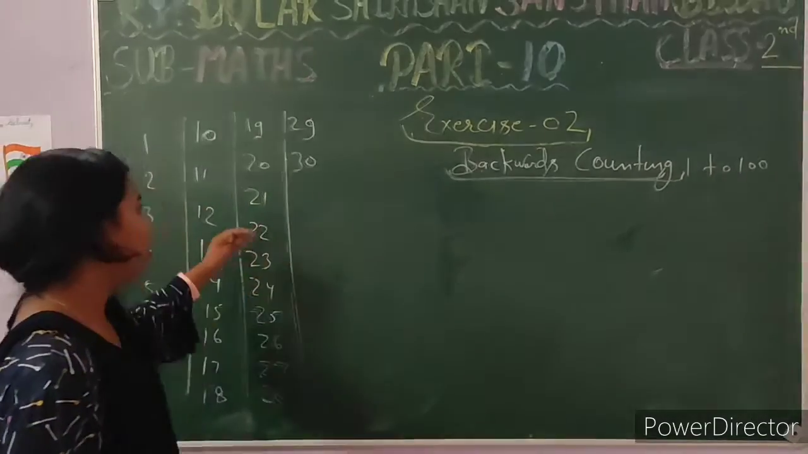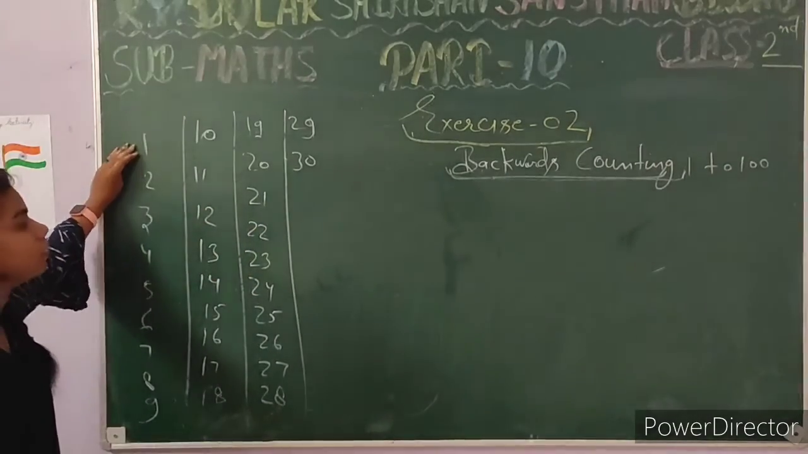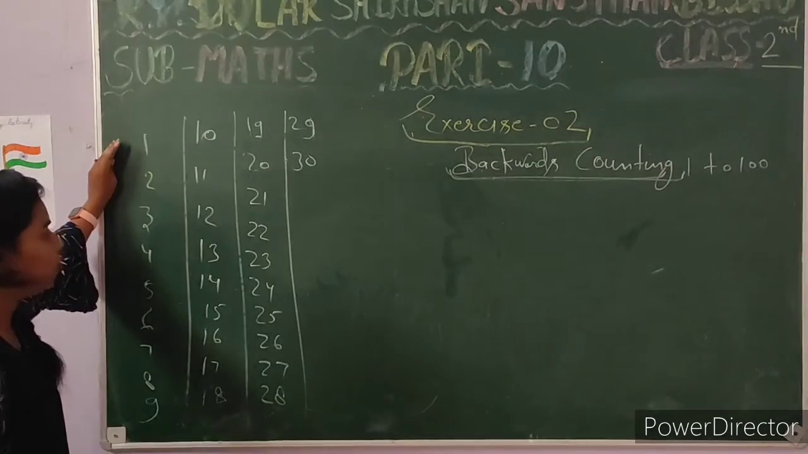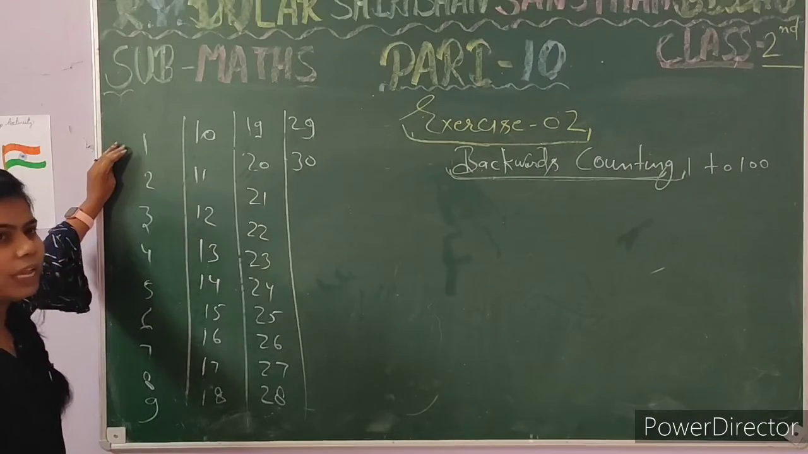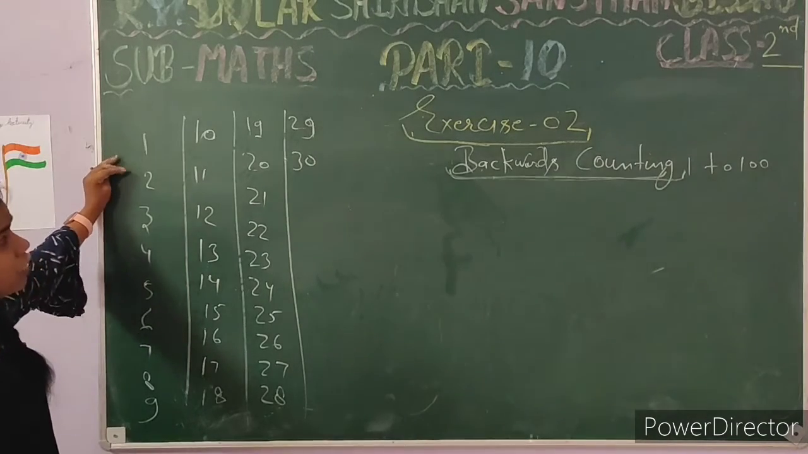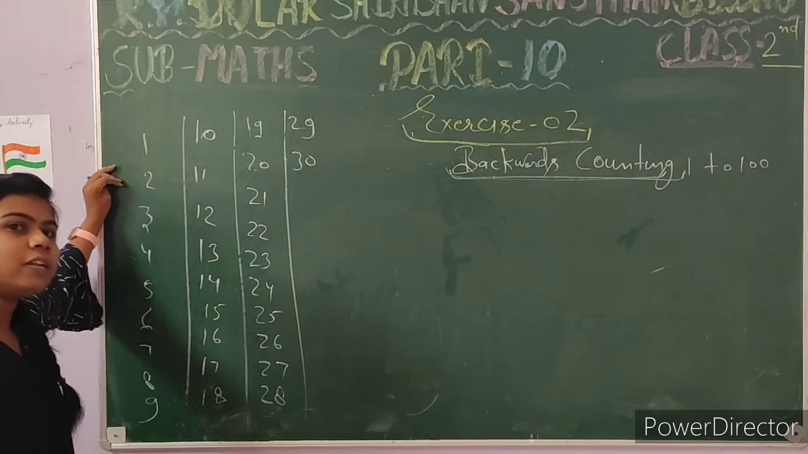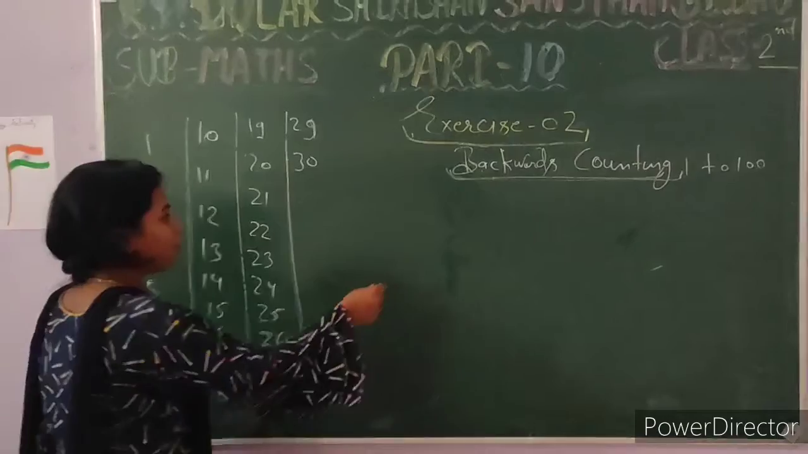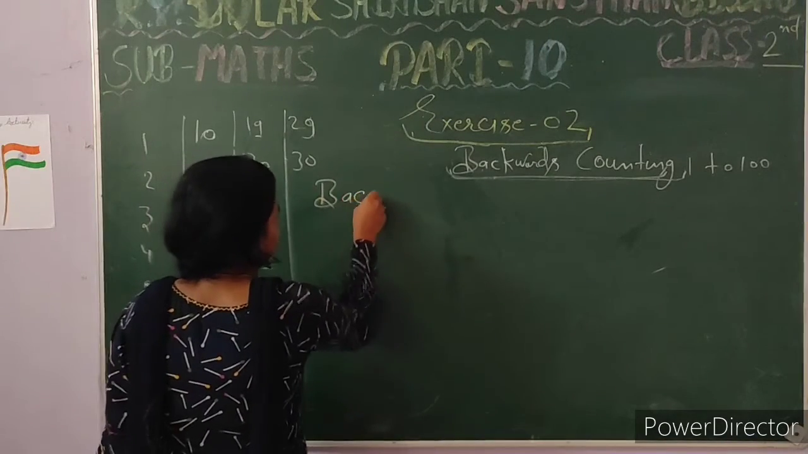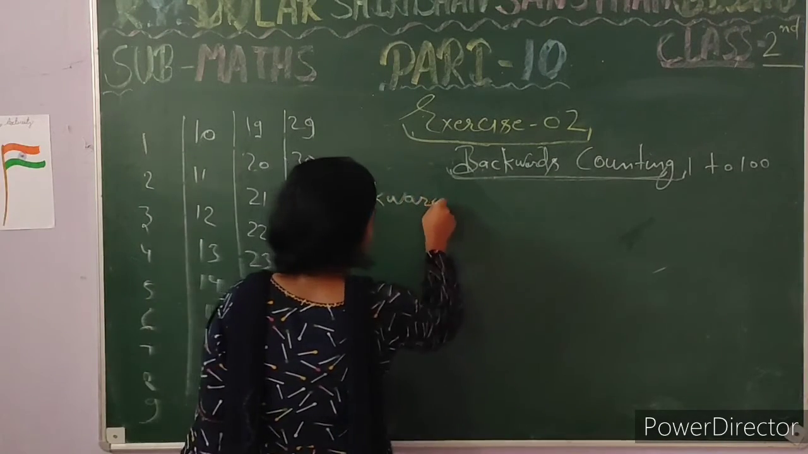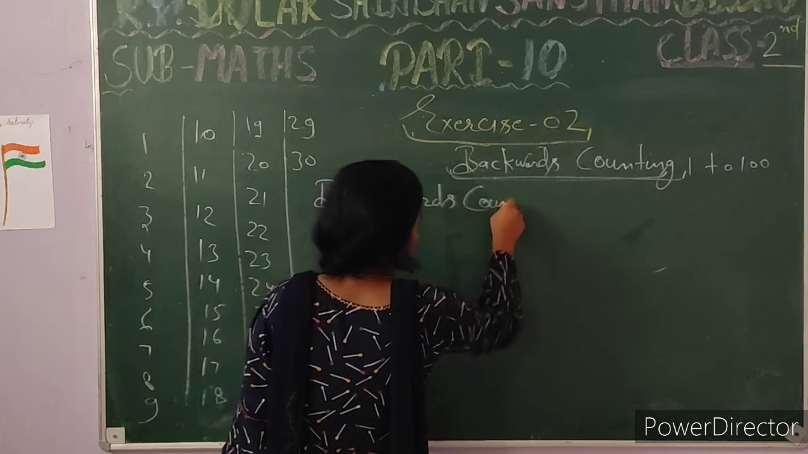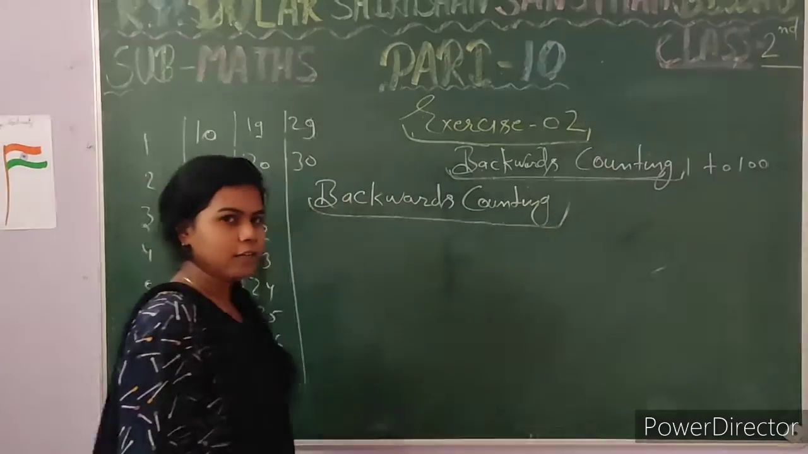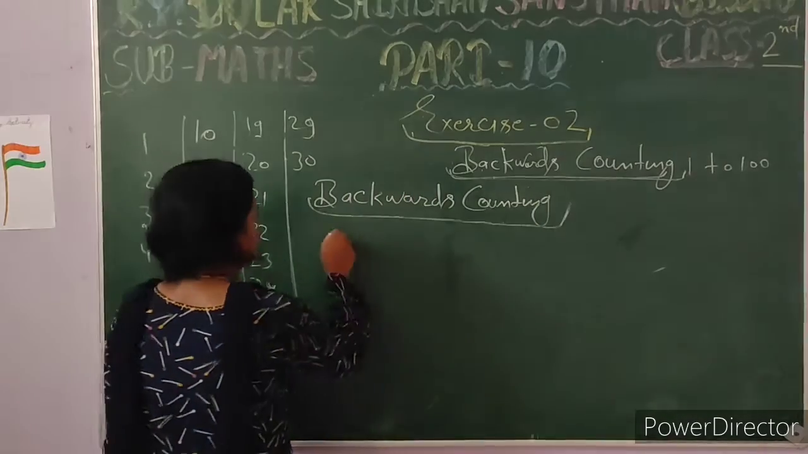Students, in today's class on the blackboard I write the 1 to 30 countings, and my question is like that, arrange this counting in backward counting. Counting means write in a descending order. So first of all, how do we write? Here we write backward countings, in descending order. So students, write here descending order.